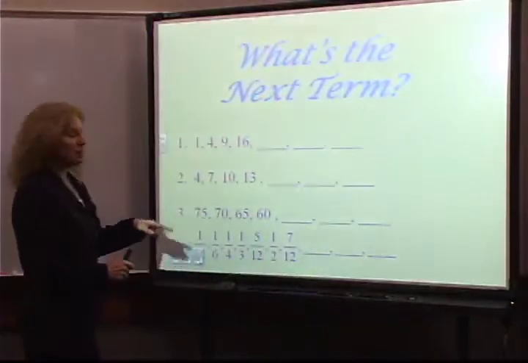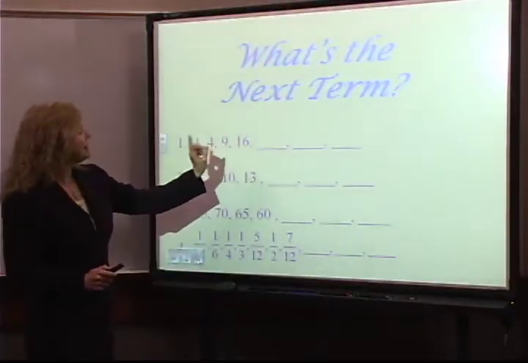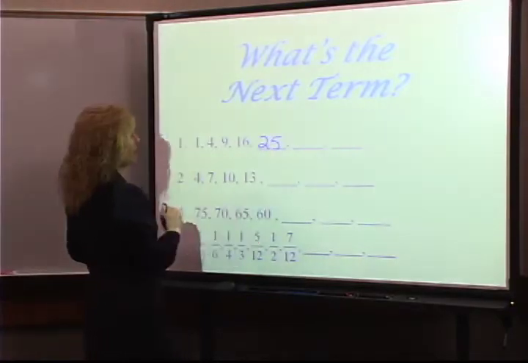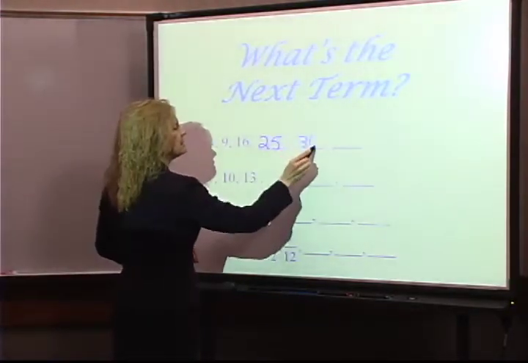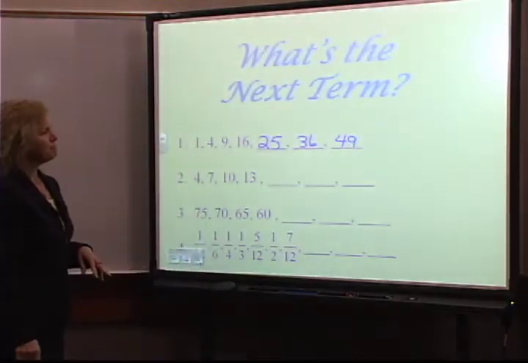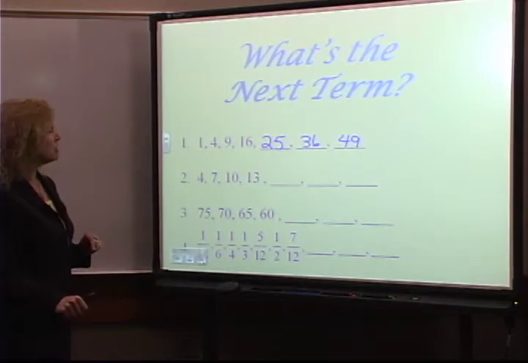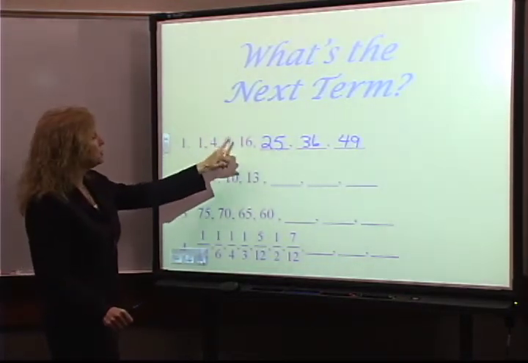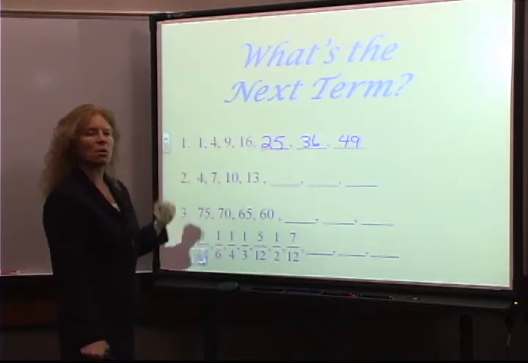Well, if you've played with it, you might realize that the next number should be 25, and then 36, and then 49. Do you know what the pattern was going on here? These are all perfect squares. 1 squared, 2 squared, 3 squared, and so on.